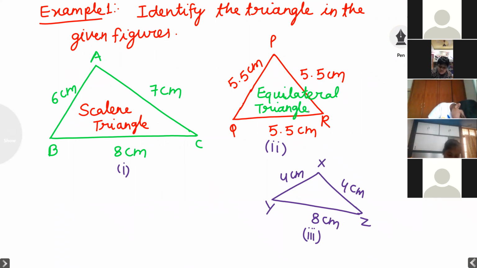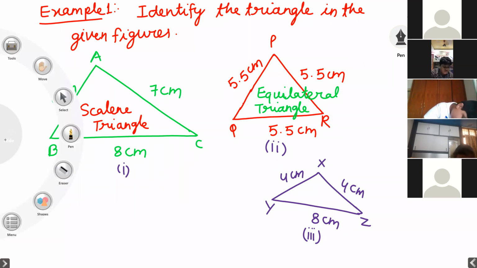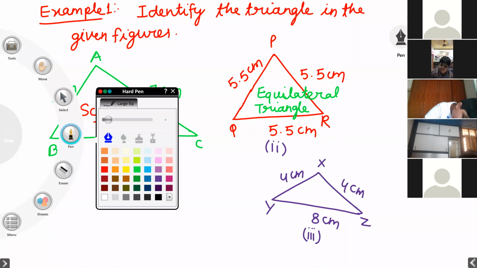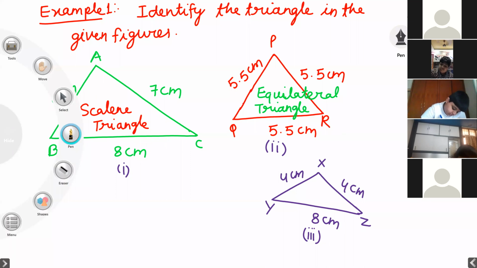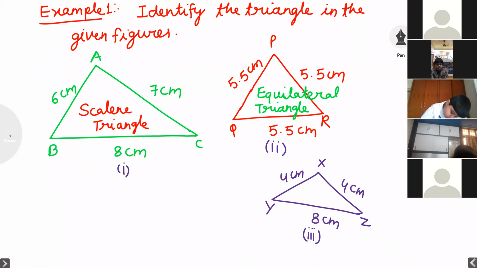What is the last answer? Two sides are equal and the third side is different. What is the name of the triangle? Isosceles triangle. Why isosceles? Because two sides are equal. Isosceles triangle.